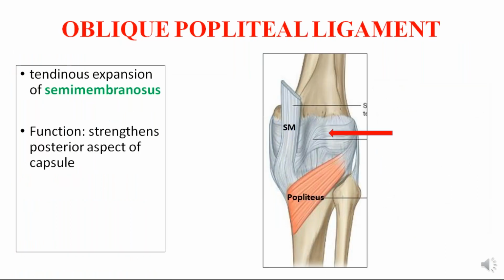Another extracapsular ligament which we already discussed was the expansion from the semimembranosus tendon in the posterior direction, along the posterior surface of the knee joint, and this was strengthening the capsule from behind. So this extension from the semimembranosus tendinous expansion is known as the oblique popliteal ligament. It is going to strengthen the posterior aspect of the capsule.